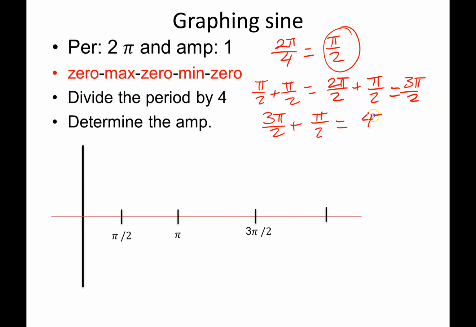And here again, you should be able to simplify, and we should end up with 2 pi. Don't forget about the amplitude. So we need some markings on my y-axis. Again, this is going to be x, or you could call it the theta axis, either one. All right, +1, -1, and this is based off of my amplitude. And now we're talking about the 0, max, 0, min, 0.